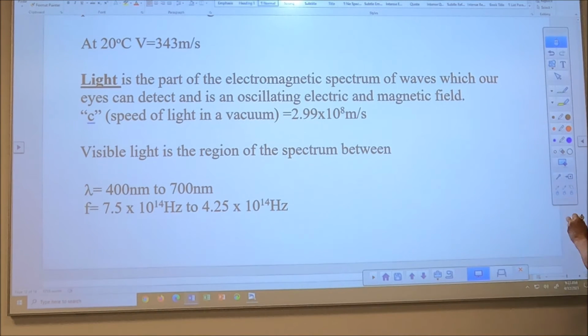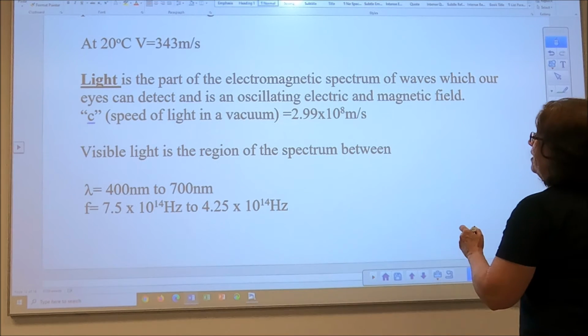Now, let's mention light. Light is part of the electromagnetic spectrum. It is not a wave that passes through a medium. It can pass through a medium, but it doesn't have to. Light is the part of the electromagnetic spectrum that our eyes detect. Remember, light is an oscillating electric and magnetic field. The speed of light in a vacuum is 2.99 times 10 to the 8 meters per second. When it moves through air and then into water or glass, it actually slows down.